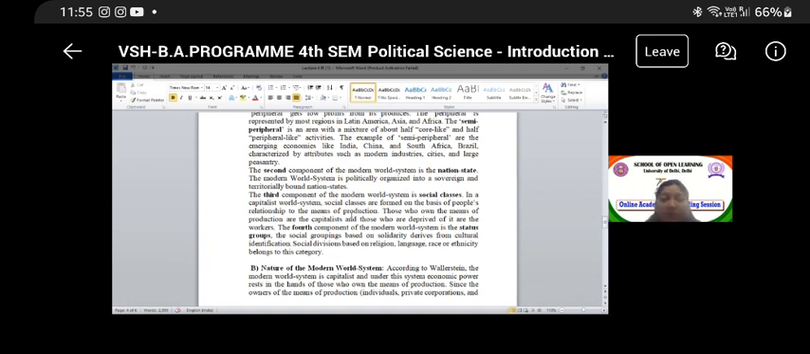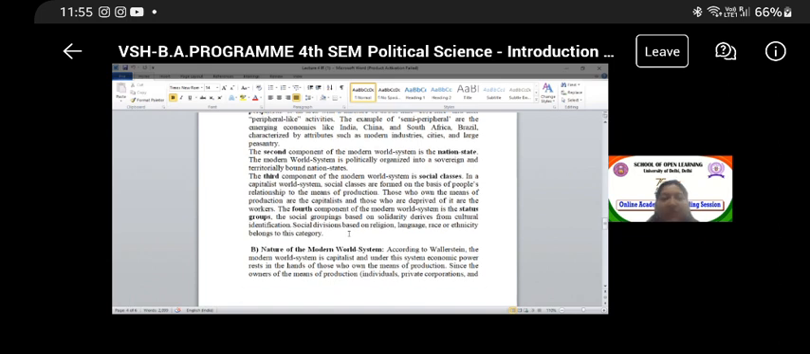The fourth component of the modern world system is status groups. Now, what are these? Social groupings based on solidarity that derives from cultural identification. Certain groups and organizations which draw heavily from religion, language, race, or ethnicity, these kinds of identities, belong to this category. So these are the four components.